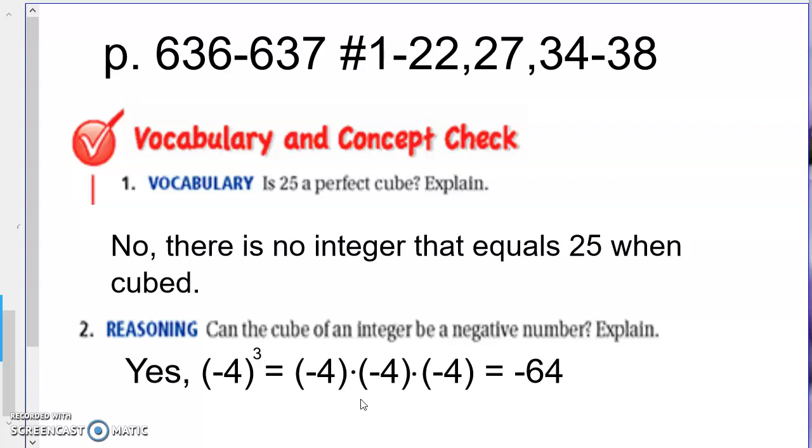So question number 1 says, is 25 a perfect cube? And the answer would be no. There is no integer that equals 25 when it is cubed. 25 is a perfect square, but it's not a perfect cube.